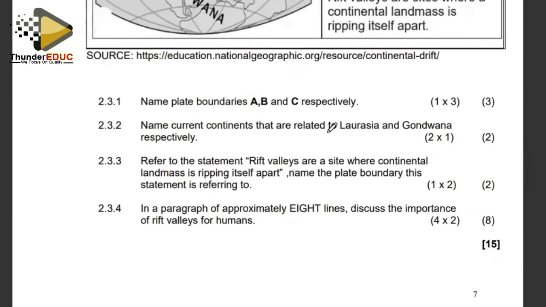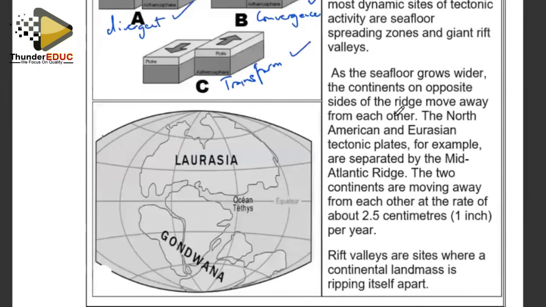Name the current continents that are related to Laurasia and Gondwanaland. Right, if you see here, Laurasia is the northern continent, and Gondwanaland is the southern continent. So we are basically saying which current continents are part of the north and which are part of the south. So under Laurasia, we have North America, and we also have Asia, and we have Europe. Those are continents in the north.